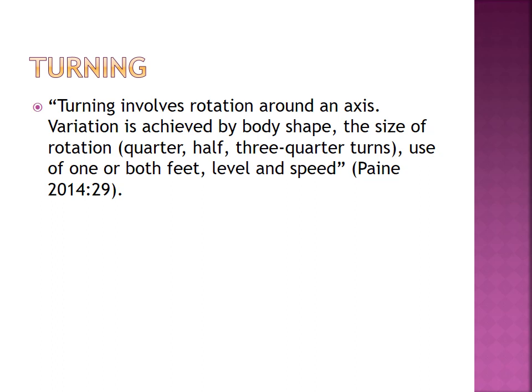Turning involves rotation around an axis. Variation is achieved by the body shape, the size of rotation, and rotations can be a quarter, half, 3/4, or the whole way. And rotations, of course, can also use one or both feet. They can use different levels. We'll talk about what levels are in a minute. And they can be of different speeds. So again, there are ways that we can create a variety of different turns.